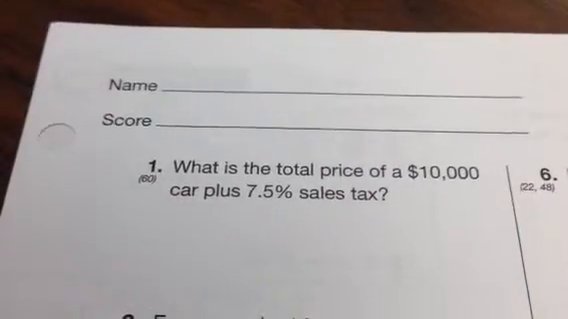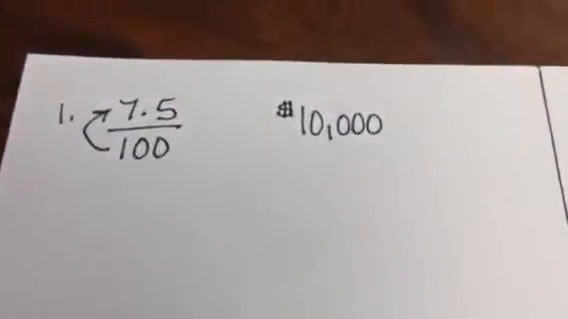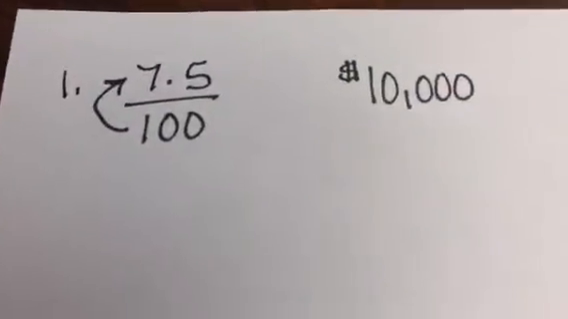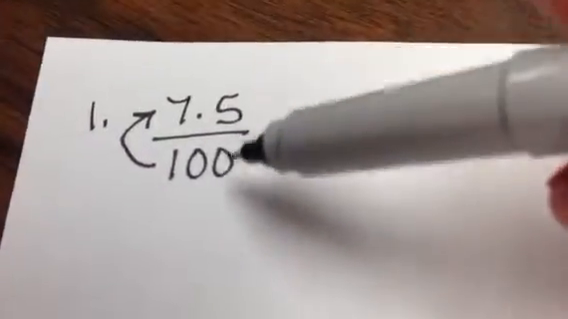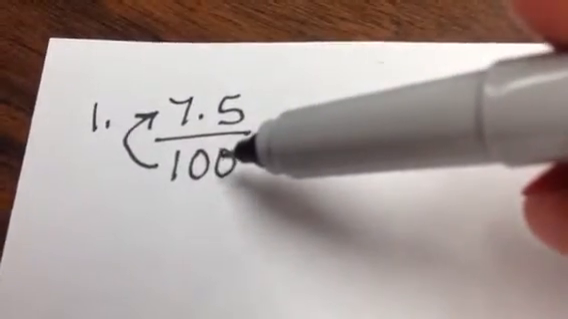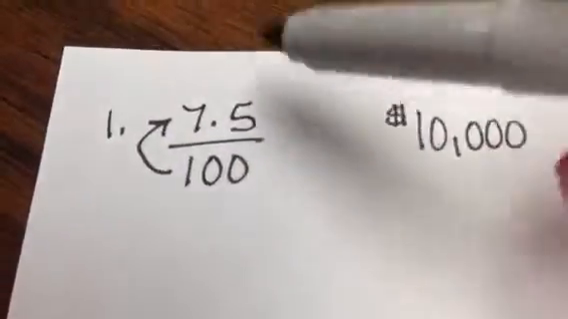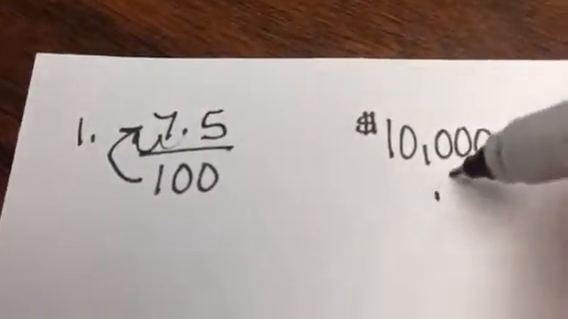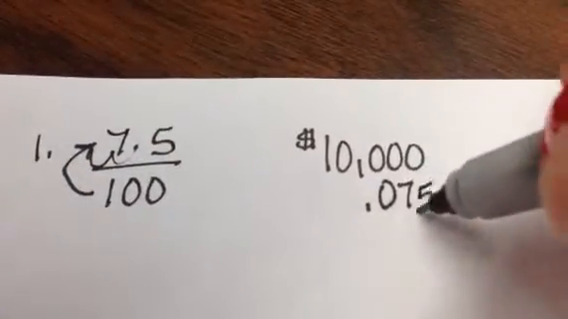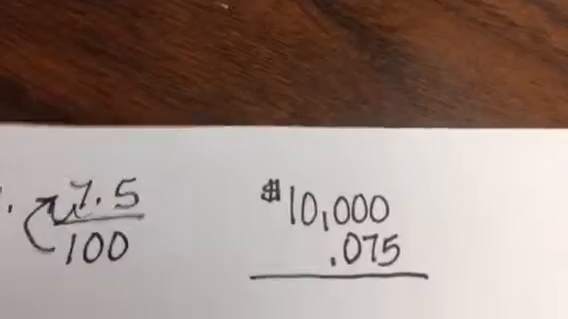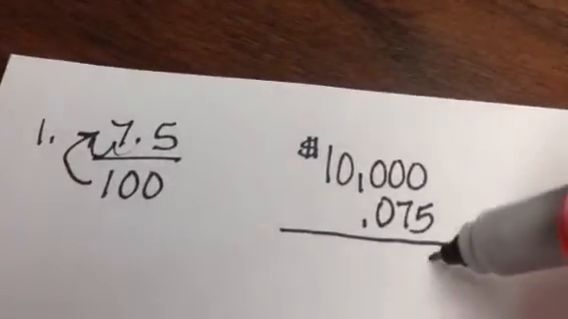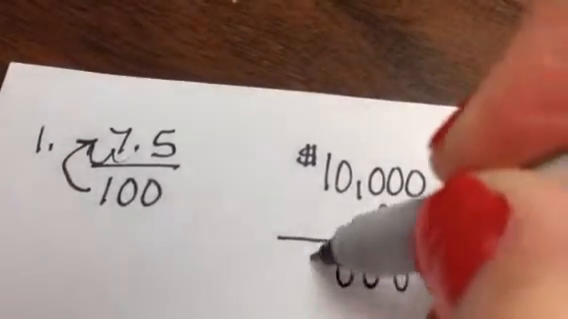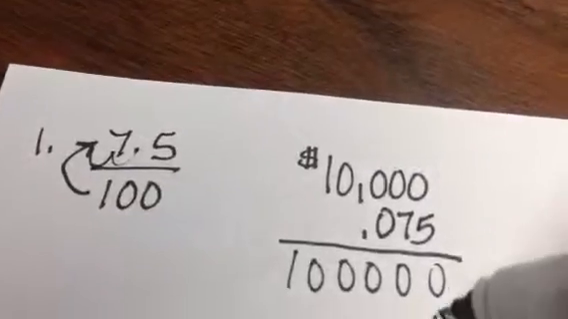All right, so what you need to know is 7.5% is just like this fraction, 7.5 over 100. If I divided 7.5 by 100, my decimal place would go to the left 2 places. It would go 1, 2. So I would have 0.075. I'm going to multiply that to find the tax. And we get a whole lot of zeros. Hold that place.